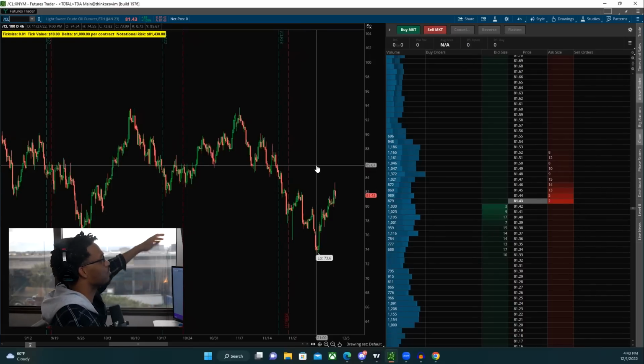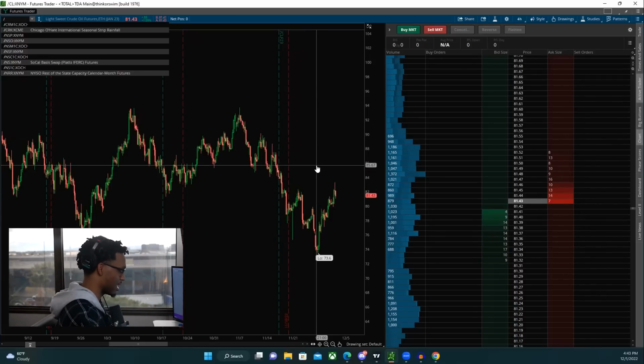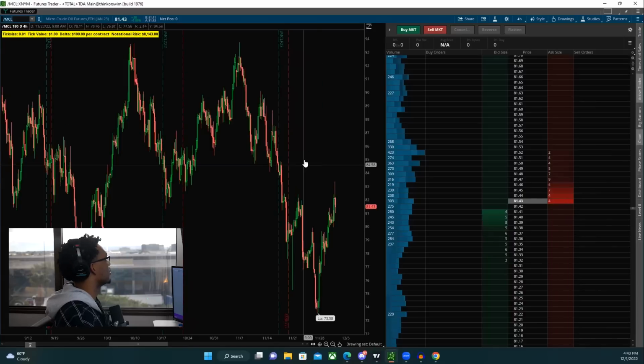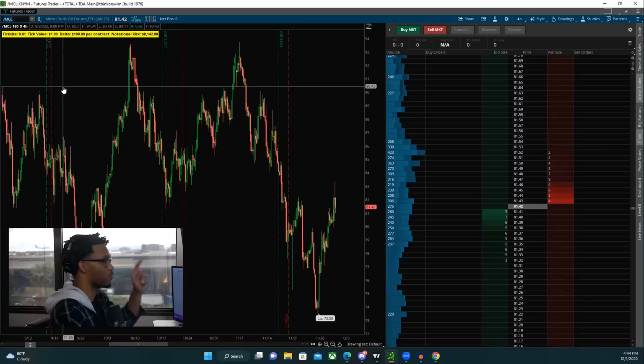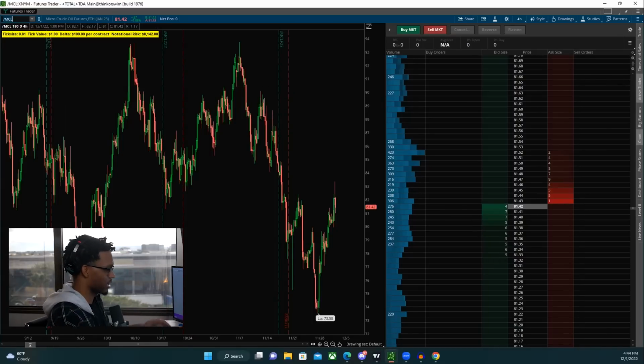All right, but so let's say you want to trade CL on a smaller scale. Let's look at MCL, the micro version, right? Tick size, we're still moving in pennies, and each tick will give you a total of $1 per tick. Right. So that's just a few examples.